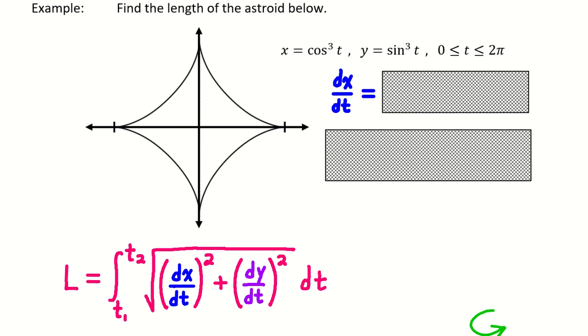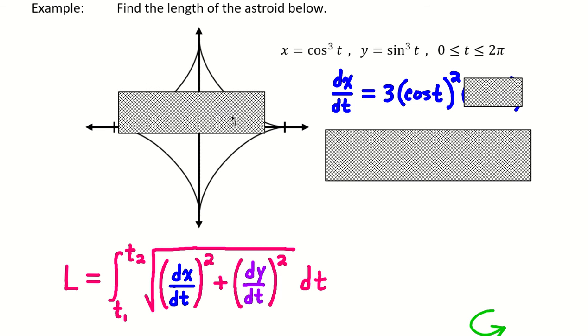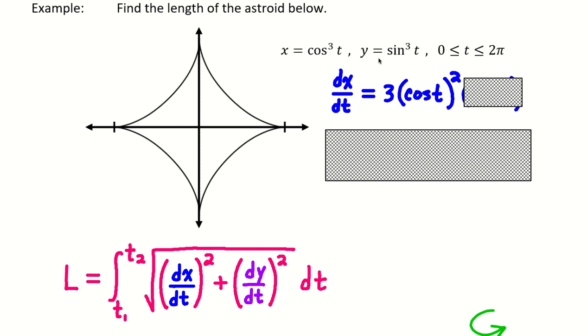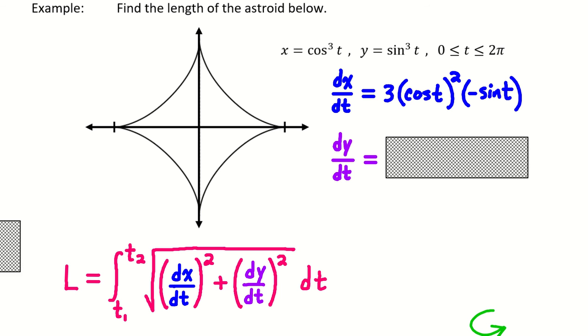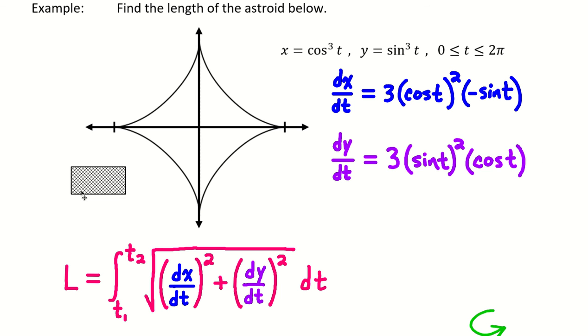Well, that's going to be 3 times the cosine of t all squared. But then we got to tack on the chain rule. Same with dy dt. So there we have it.